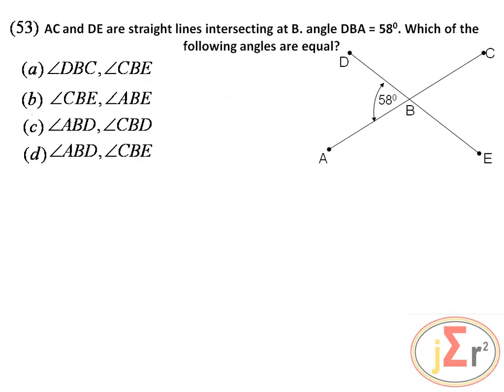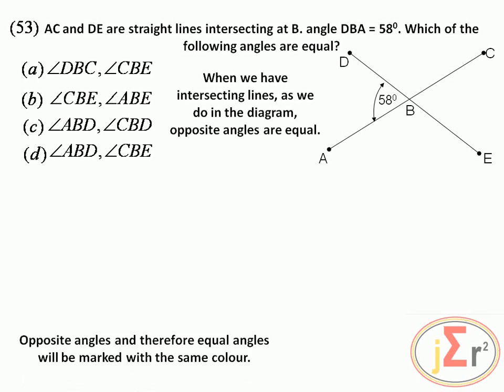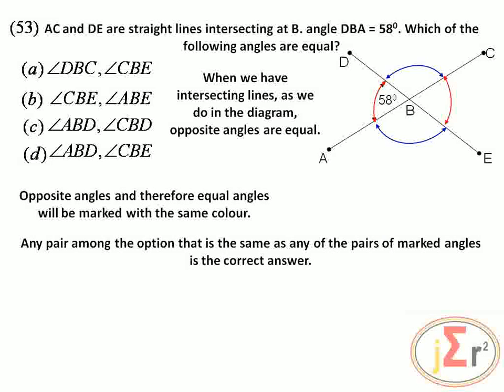AC and DE are straight lines intersecting at B. Angle DBA is 50 degrees. Which of the following angles are equal? When we have intersecting lines, as we do in the diagram, opposite angles are equal. Opposite angles and therefore equal angles will be marked with the same color. So red for those two that are equal, blue for those two that are equal. Any pair among the options that is the same as any of the pairs of marked angles is the correct answer. The correct answer is option D.